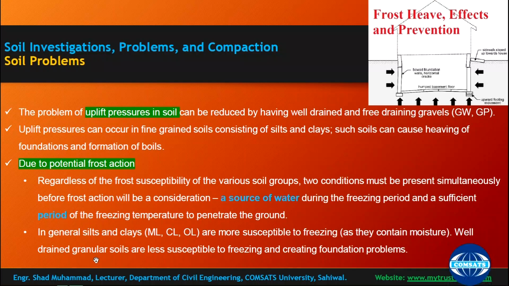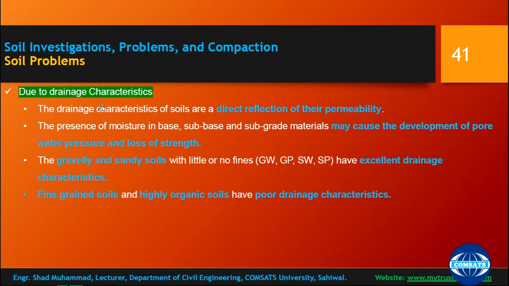In general, silt and clay, these are the classifications, are more susceptible to freezing as they contain moisture. Well-graded granular soils are less susceptible to freezing and to creating foundation problems. So mostly expansive soils create this uplift pressure, and due to frost action they can generate it. This frost action depends on the source of water and duration. Due to drainage characteristics, this can also occur.